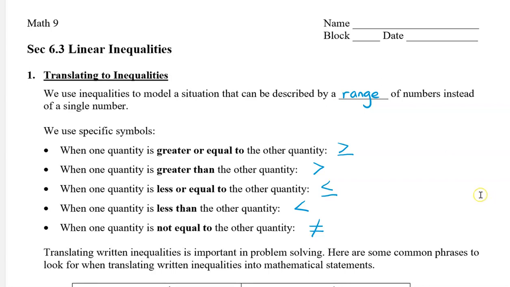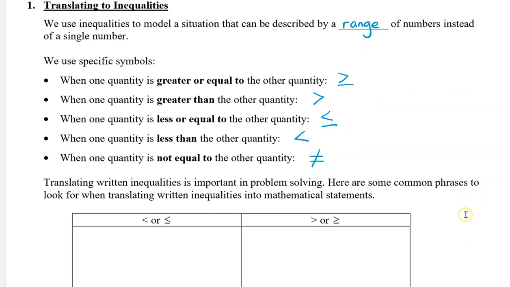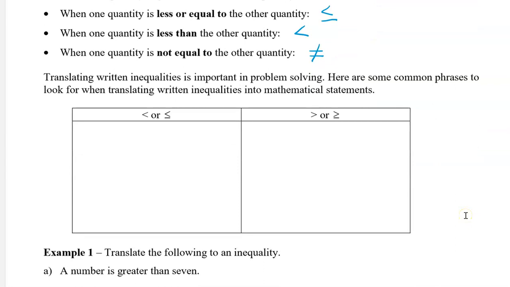Being able to translate written inequalities is important in problem solving. So let's take a look at some common phrases to look for when translating written inequalities into mathematical statements. When we see a less than or equal to, we want to look for words such as at most, or no more than, which means that we've already reached the max, so it's going to be a less than symbol. We have below, and we also have maximum. I'm sure there are other phrases as well, but when you see these four phrases, you're always going to use the less than or the less than or equal to, depending on what the inequality or the phrase states.